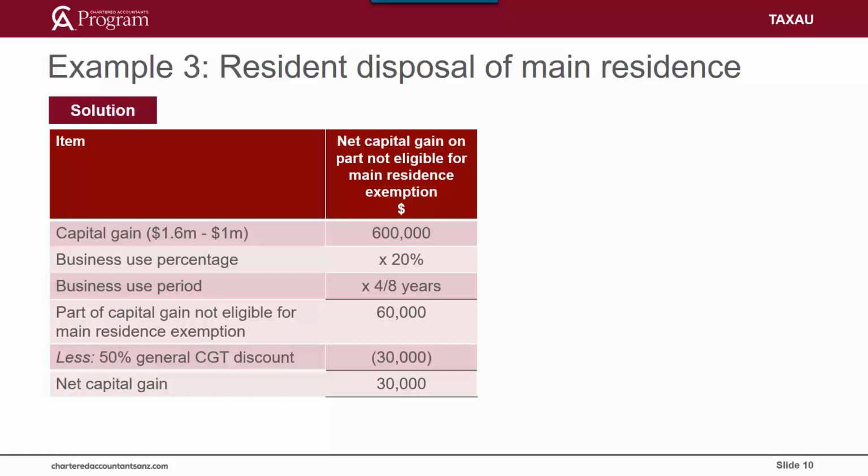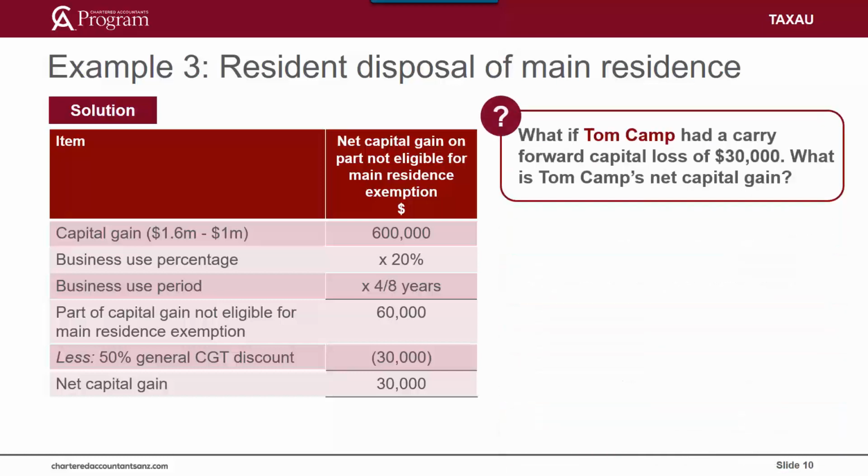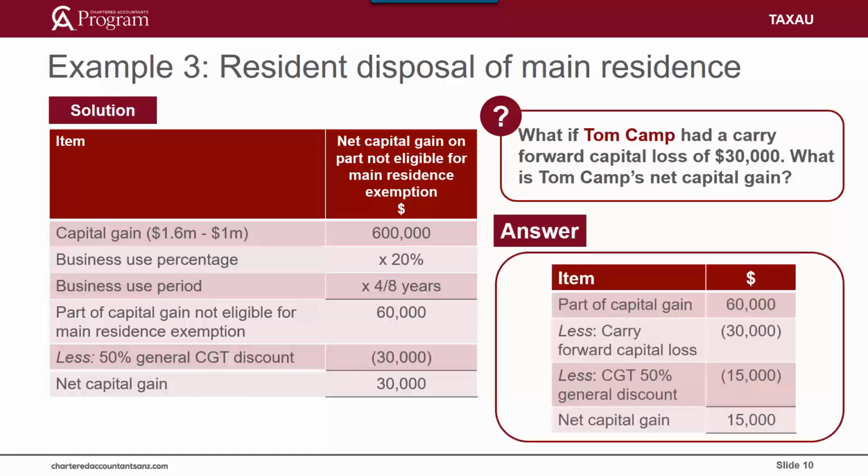4.5. So let's check your understanding by changing the facts. So what if in this example you had an additional fact that Tom had a carry forward loss of $30,000? What is Tom's net capital gain? The correct answer is that the capital loss would be offset against the $60,000 assessable portion of the capital gain before the CGT general discount is applied. Therefore, Tom's net capital gain would be $15,000 and not nil.